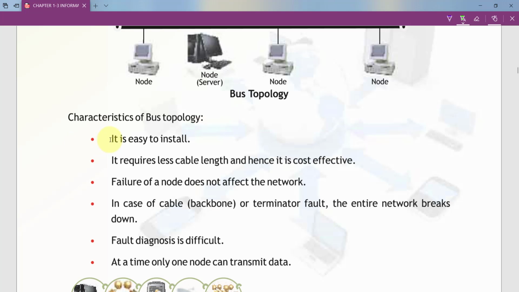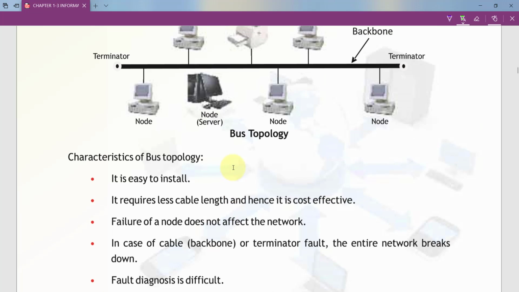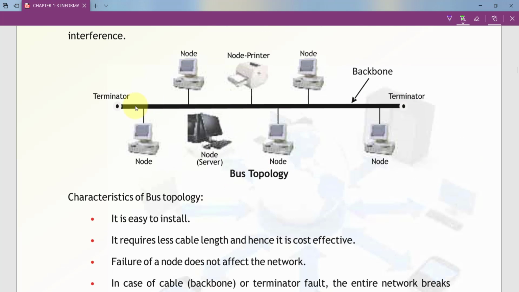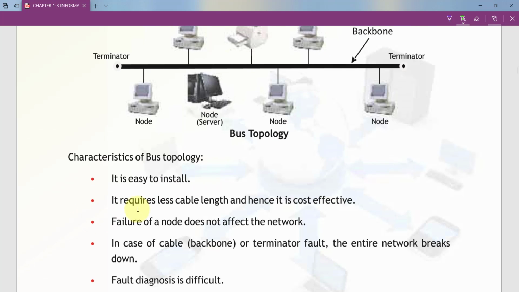Now you write its advantages or characteristics. It is easy to install, meaning installation is very easy. It requires less cable length. How? Because there is only one cable, and with the one cable, all nodes are attached. So it requires less cable length and hence it is cost effective.